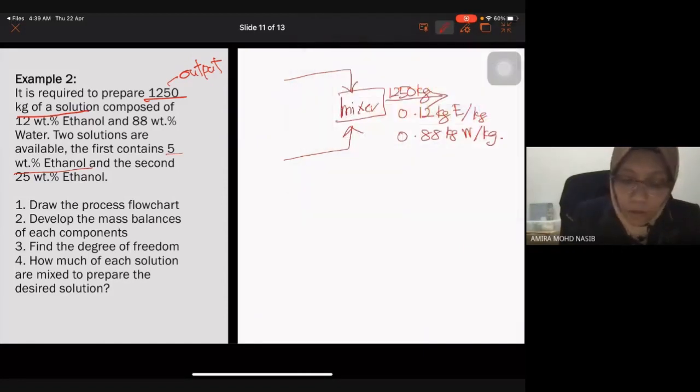and 25% ethanol. It's easy for you to change directly into a decimal point like this. So here is 0.12 kg of ethanol, and this one is 0.25 kilogram ethanol.